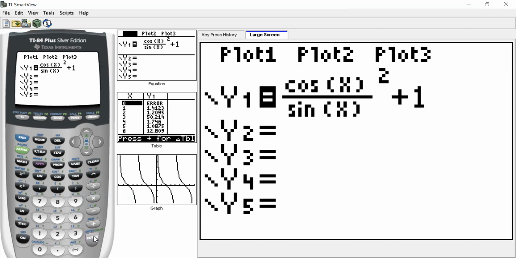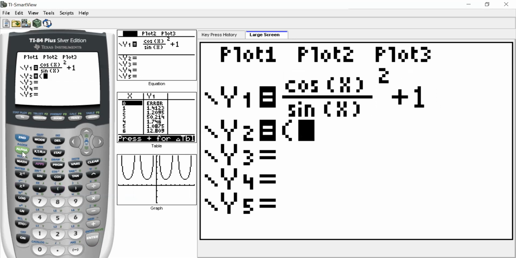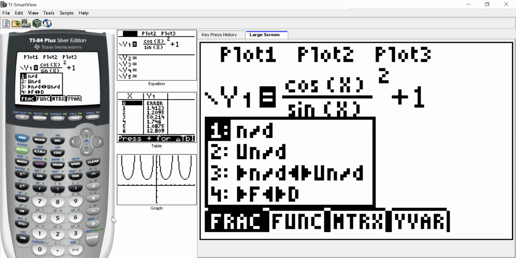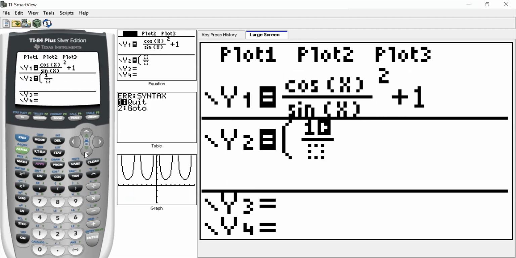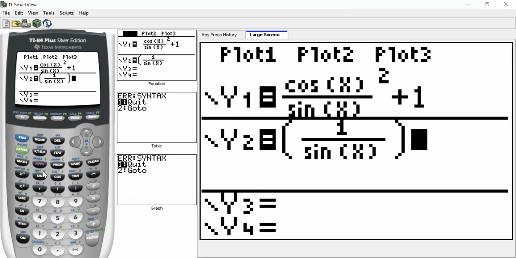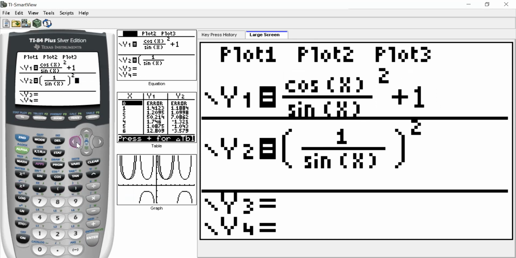Bingo. In y2, it's cosecant squared. Well, I don't have a cosecant squared button. I know cosecant is 1 over sine, so 1 over sine x, close parentheses, square it. And the other thing I'm going to do is move my cursor all the way over to the left, slowly get there, and you see that's blinking. I'm going to hit my enter key until it becomes a thicker line, so I can tell the difference between these two graphs.